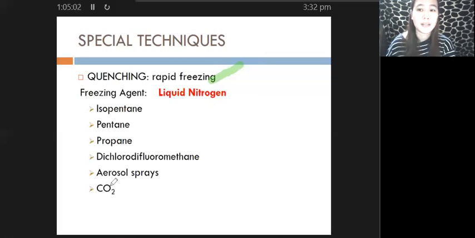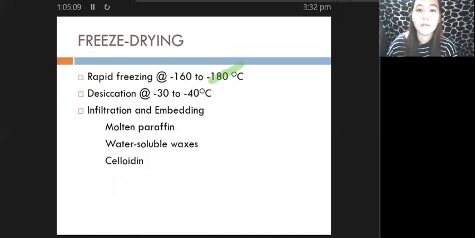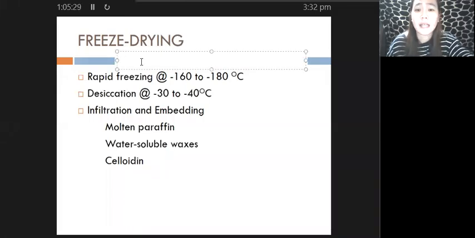Okay, your carbon dioxide. All right. So the two special techniques: we have freeze drying, and the other one is freeze substitution. Freeze drying involves rapid freezing of your sample. There is a required thickness of your sample, and the required thickness is 2 millimeters.